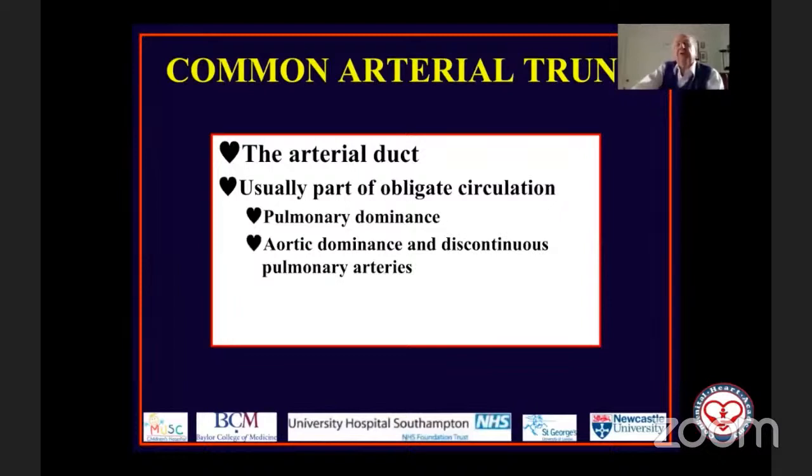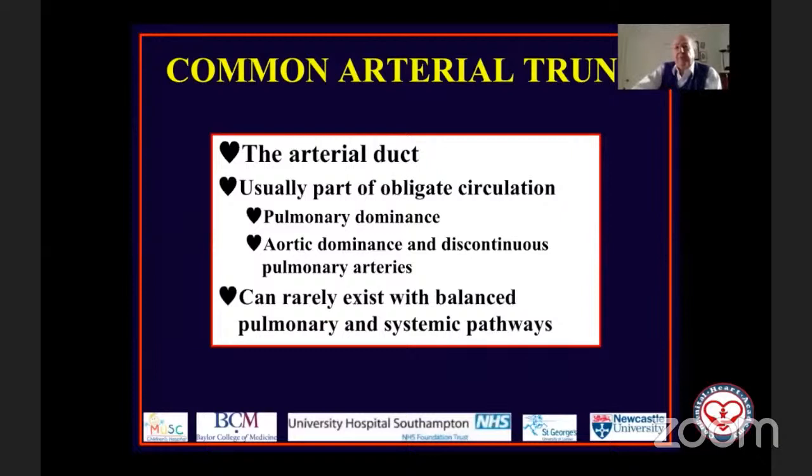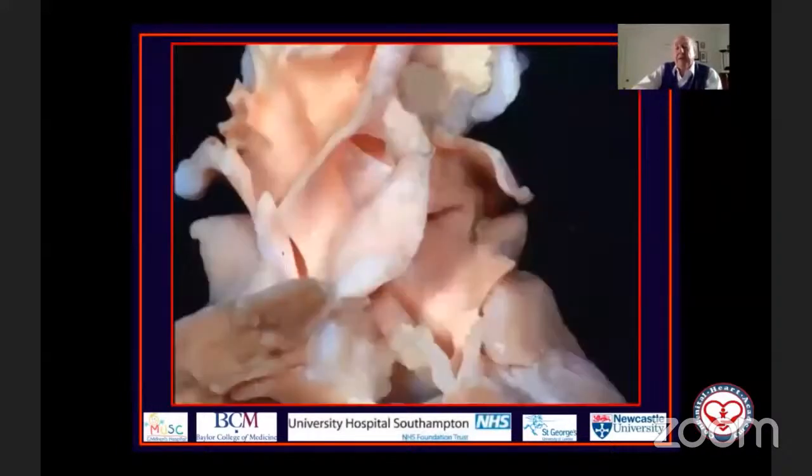You can also find the arterial duct when we have aortic dominance, but the pulmonary arteries are discontinuous. And this is one of the variants that is emphasized in the categorization proposed by Dr. Van Praag, in which the left pulmonary artery arises from an arterial duct, or the right pulmonary artery arises from an arterial duct. Very rarely, however, you can have an arterial duct when the intrapericardial pathways themselves are balanced. And this is one of those rare variants.